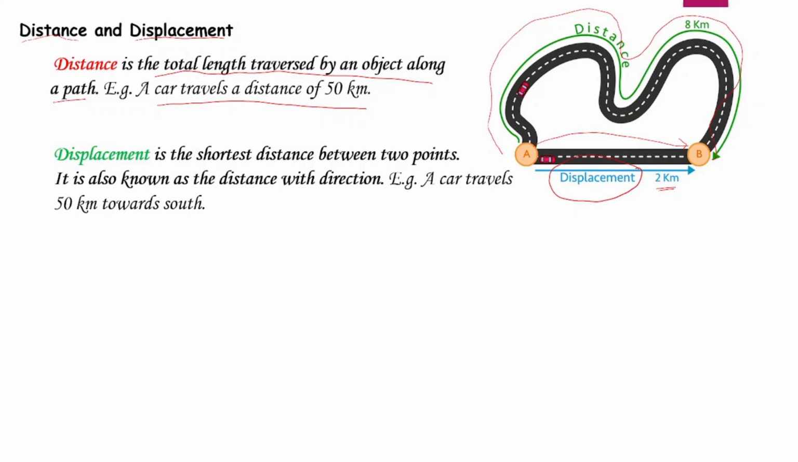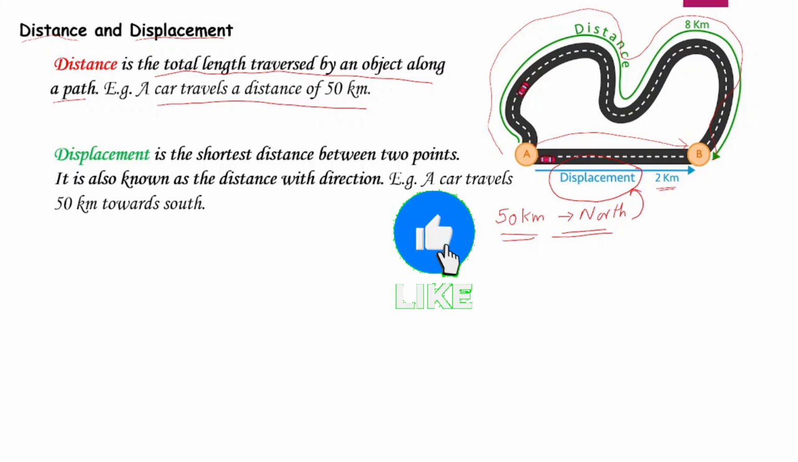Also, distance we say only 50 kilometers, but when we say displacement, we say that the car travels 50 kilometers towards north or south. If along with the measure of the distance we say its direction also, then it is called displacement. So displacement is the distance with direction.